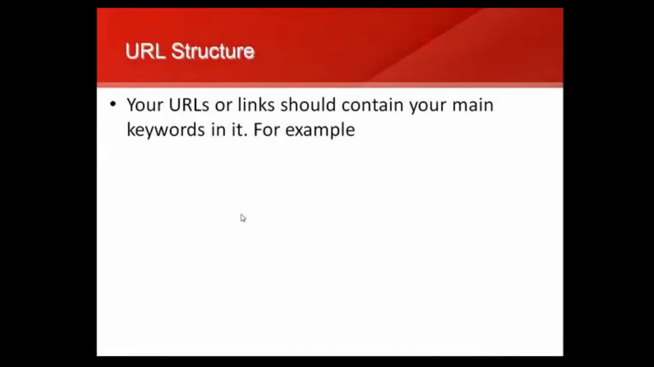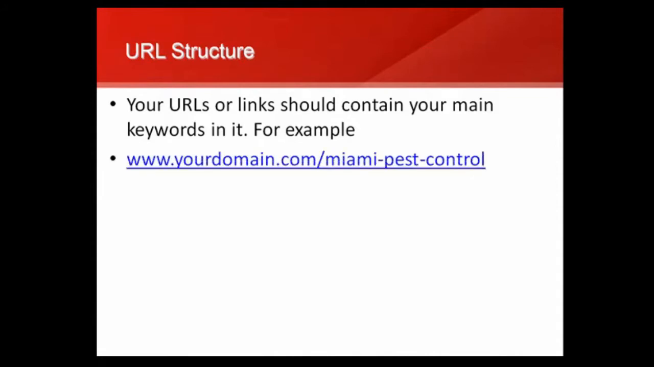Your URLs or links should contain your main keyword in them. For example, it should be like yourdomainname.com/Miami-pest-control. So if you are a pest control service in Miami, or maybe you have a site related to pest control and you're targeting different cities, maybe it's floridapestcontrol.com, and then you have subpages related to each different city and the keyword phrase pest control. That's just an example here.